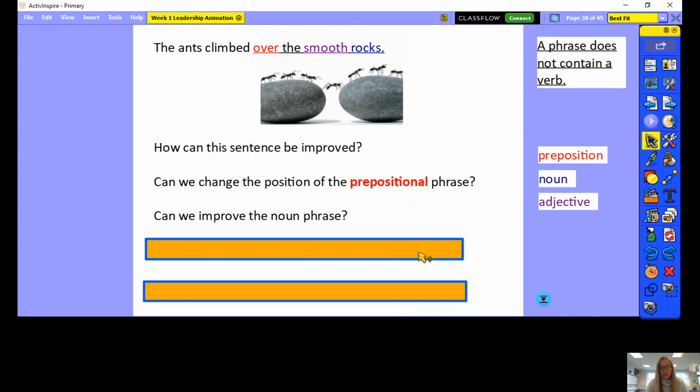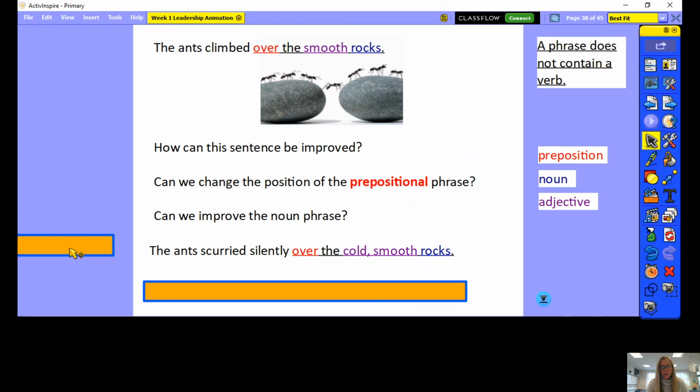Okay, so my ideas could be: the ants scurried silently over the cold, smooth rocks. So we've changed the verb that I've used in the sentence to scurried, and we've added an adverb, silently, to describe how they are moving. So the ants scurried silently, and then the prepositional phrase, I've still used over, but I've improved the noun phrase, the cold, smooth rocks.